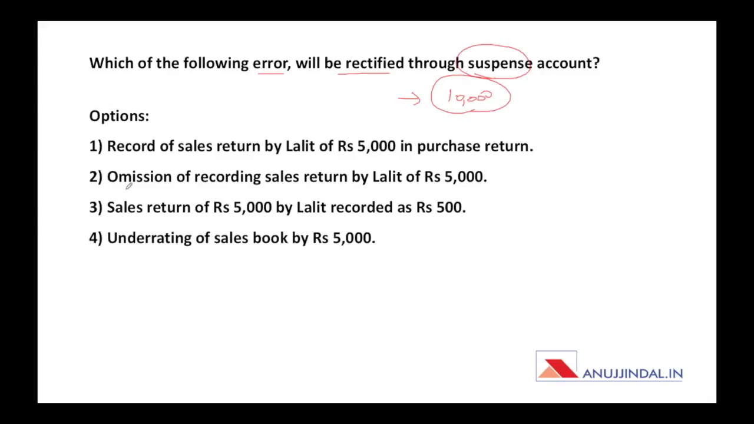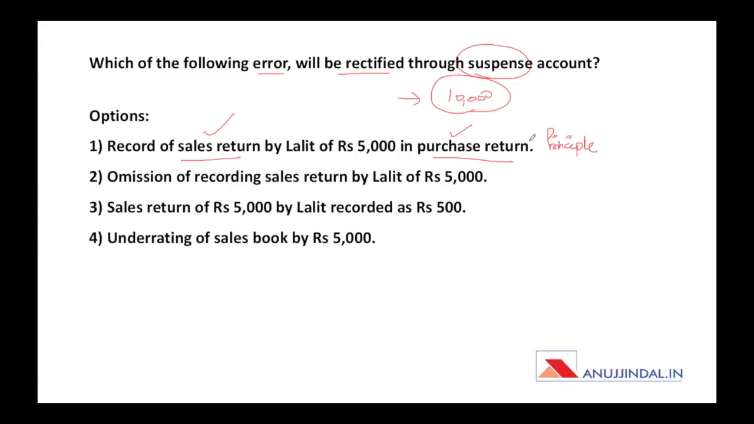Which of the following errors will be rectified through suspense account? That is the question. Let's have a look at all these options. Record of sales return by Lalit of rupees 5,000 in purchase return. You had a sale return, but instead by error you have recorded it in purchase return account. So this is an error of principle, and no suspense account is required in this, because you know the mistake that you have made. You know in which account it should have been entered.